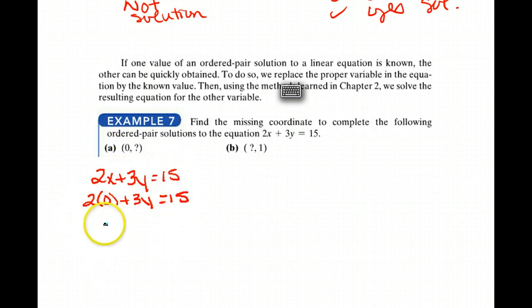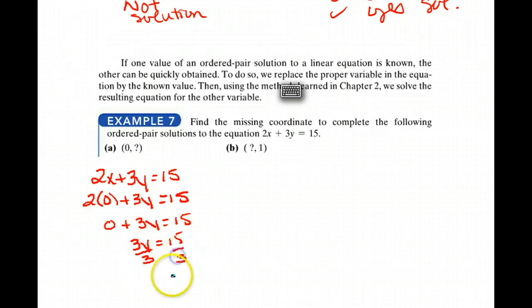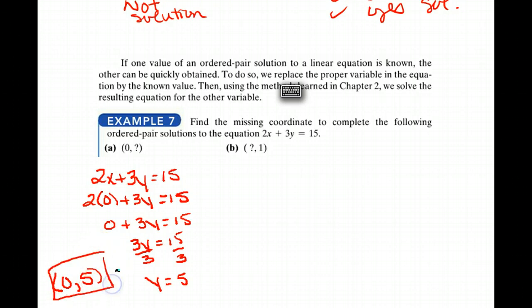So 2 times 0 is 0, plus 3y equals 15. That simplifies to 3y equals 15. Divide both sides by 3, and we can see that the y value for that ordered pair was 5. So that means that the original ordered pair should have been 0, 5.